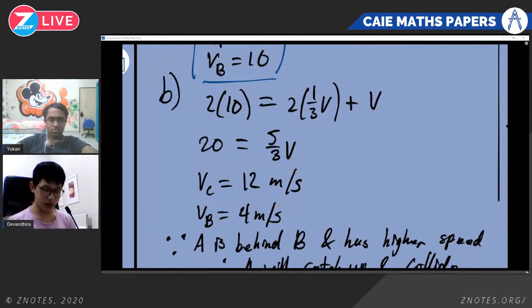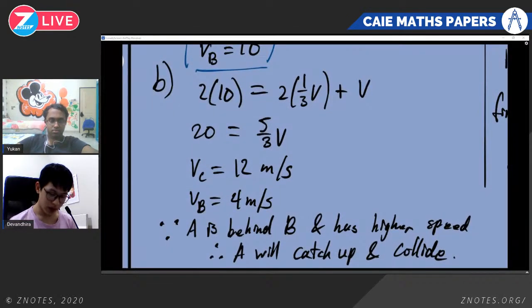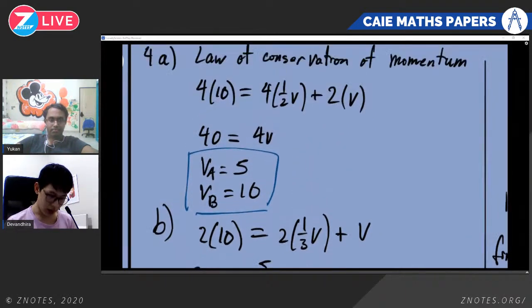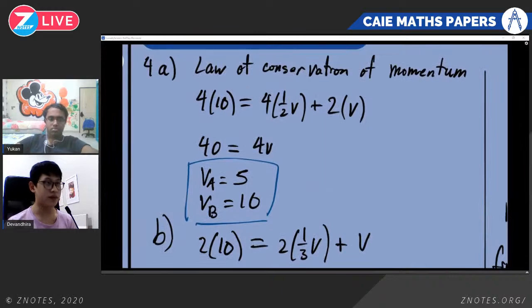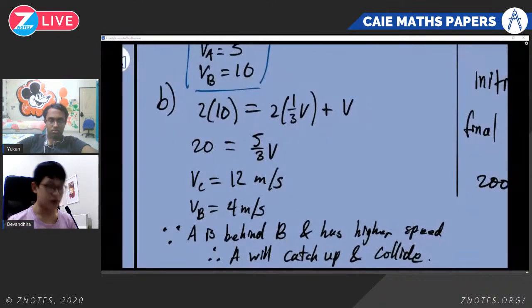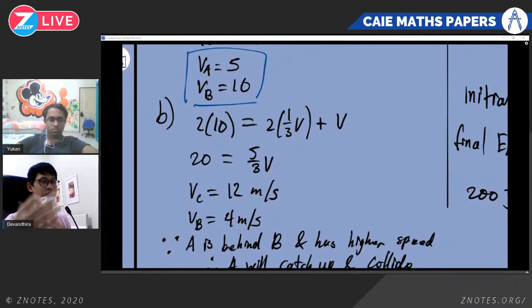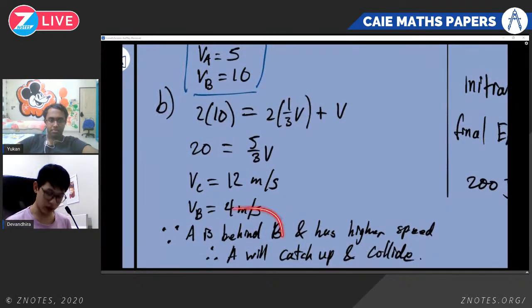How do you get the speed of B? You just divide by 3, because it's one third of the speed of C. So 12 divided by 3 is 4. Now, how does this show that ball B will collide with A again? If you look back, the speed of A is 5 meters per second, and VB is 4 meters per second. A is behind B. Because A is faster than B, at some point it will collide again. It will just catch up because it's faster. That's how you show that they will collide. You can write it this way.